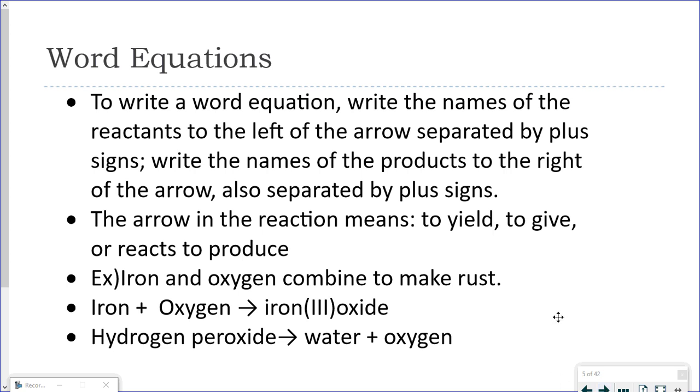An example is iron and oxygen combine to make rust. So the word equation for that would be the iron plus the oxygen combines to make, that signals us where to put our yield arrow. And rust is iron 3 oxide. Anything that has a common name like that, you'll be given the actual name or the formula for it. Another example is hydrogen peroxide. Whenever you put it on a cut, it bubbles. So hydrogen peroxide reacts to produce water and oxygen. That's what the bubbles are, is oxygen.